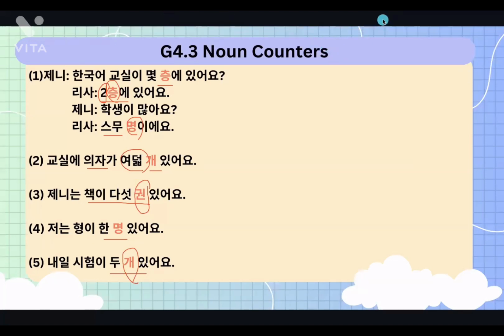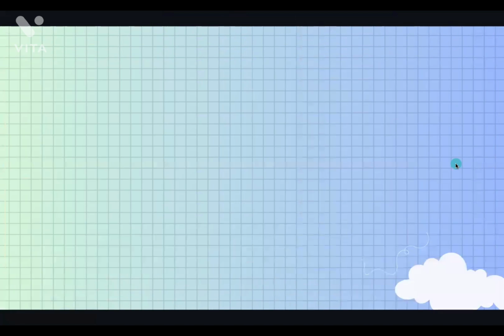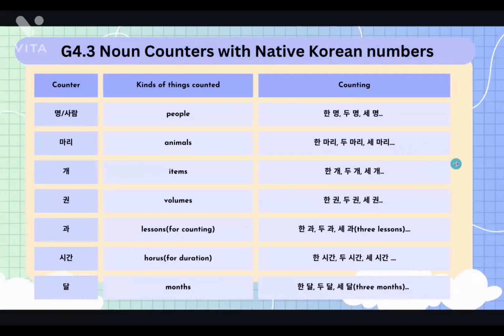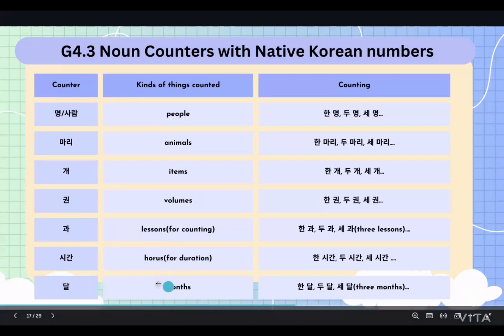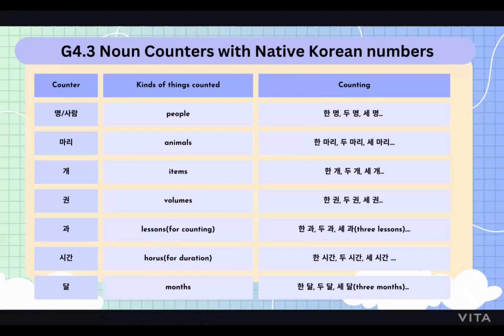So there are actually so many noun counters. So when you see that, here it is. This is noun counters with native Korean numbers. For counting people, 명, 사람; animals, 마리; items, 개; volumes, such as a book, 권; lessons, for counting, 과; and hours for duration, 시간; and month is 달. So in this case, you always use native Korean numbers.